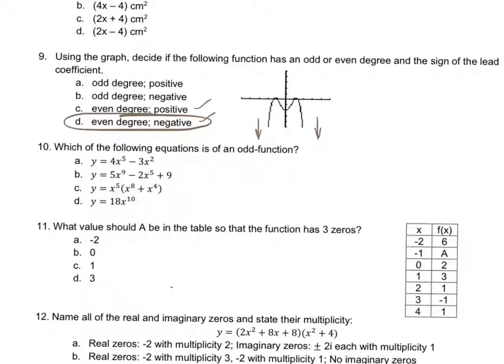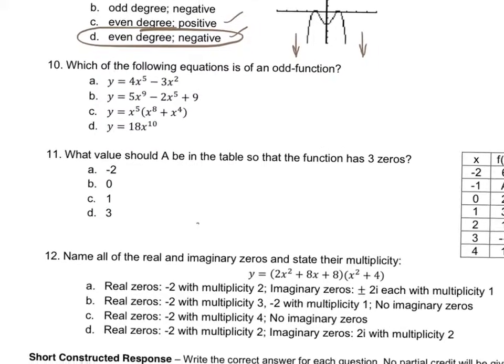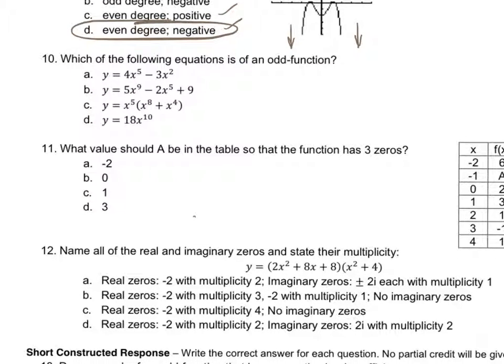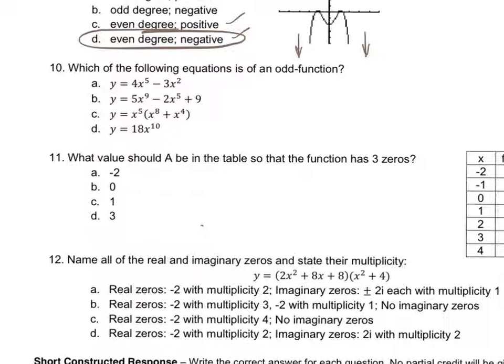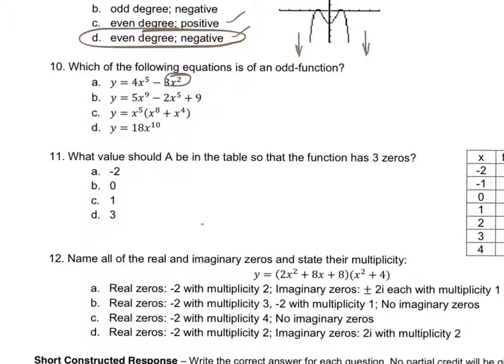Problem 10. Which of the following equations is an odd function? Not A, because it's got an even right there. And not B, because this is x to the 0 power. They just don't show it. That's even.